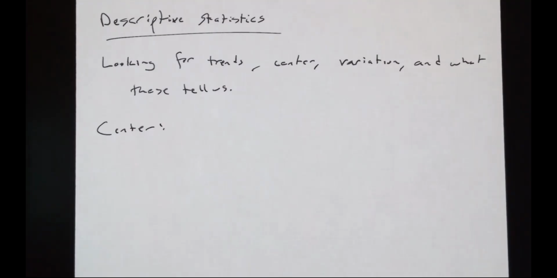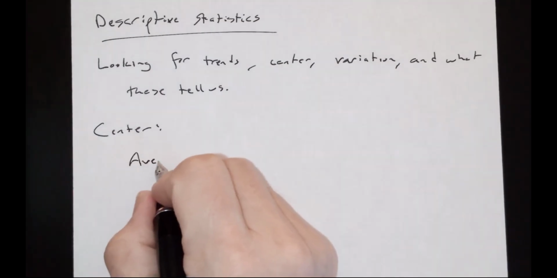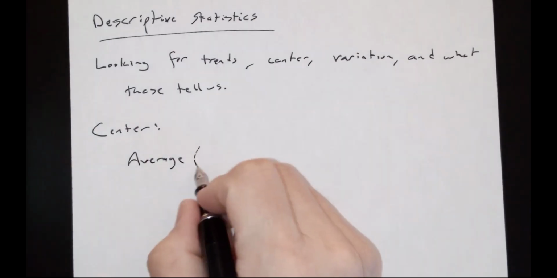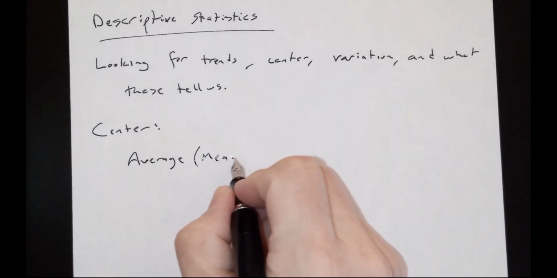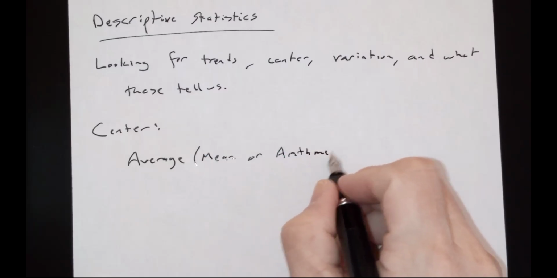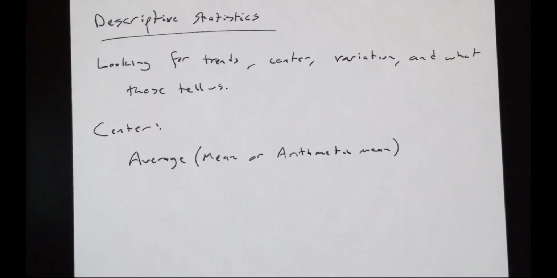One of the measures of center we have is the average. Usually, math geeks call this the mean or the arithmetic mean. And we already know a formula for this. How do you find the average of a bunch of numerical data?